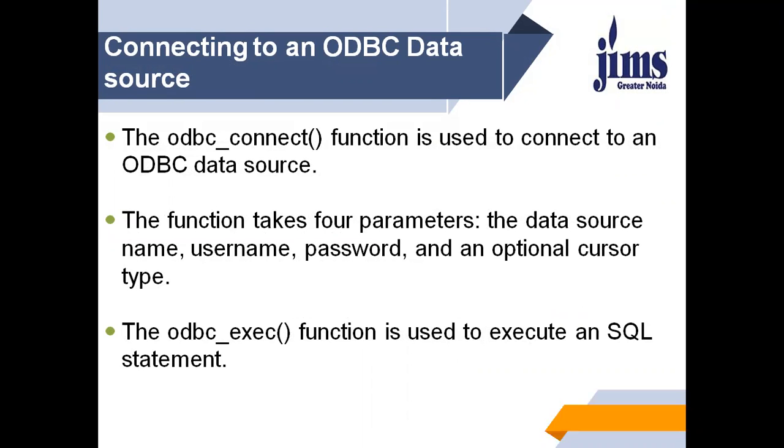So, connecting to an ODBC data source, the odbc_connect function is used to connect to an ODBC data source. This function takes four parameters: data source name, username, password, and an optional cursor type. The data source name is used for the connection. For the username, you can provide whatever username you want to give, followed by the password, and the cursor type is optional. This cursor type sets the type of the cursor to be used for this connection. This parameter is not normally needed, but can be useful for working out problems with some ODBC drivers.